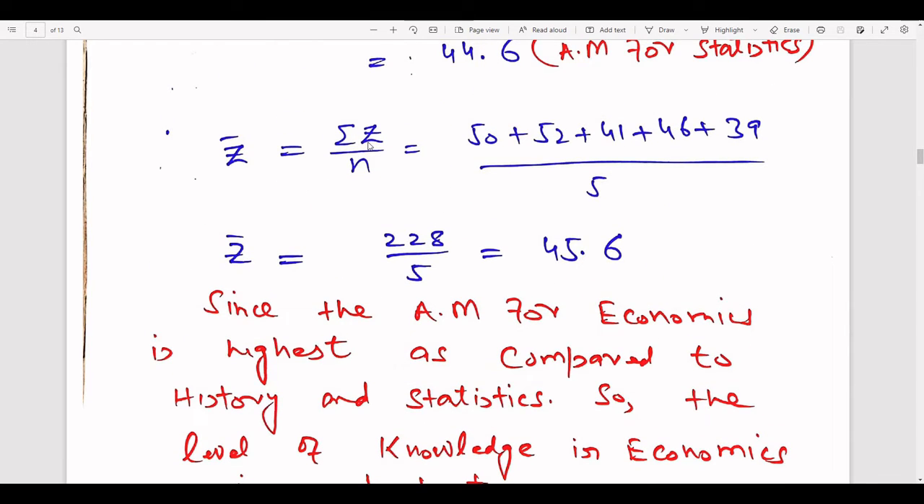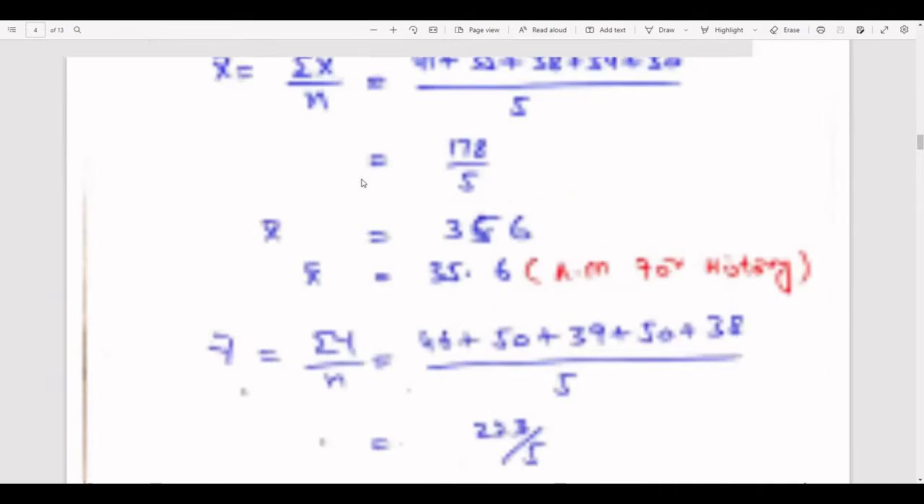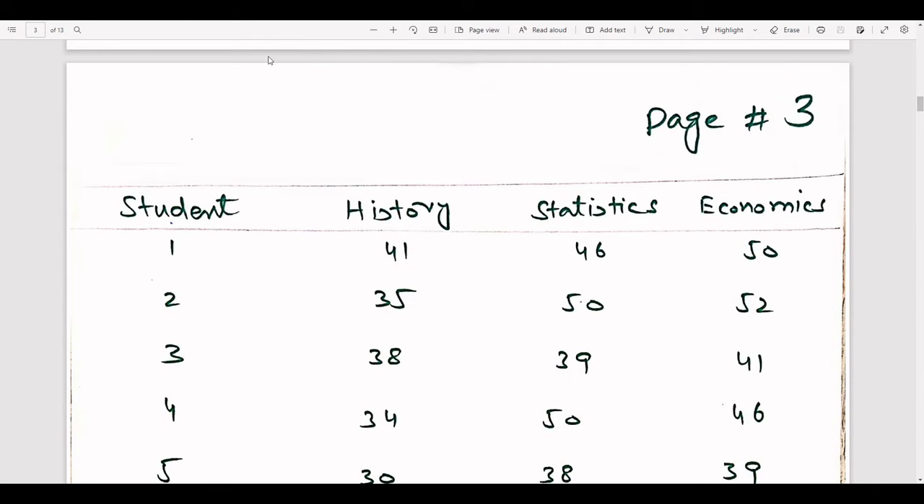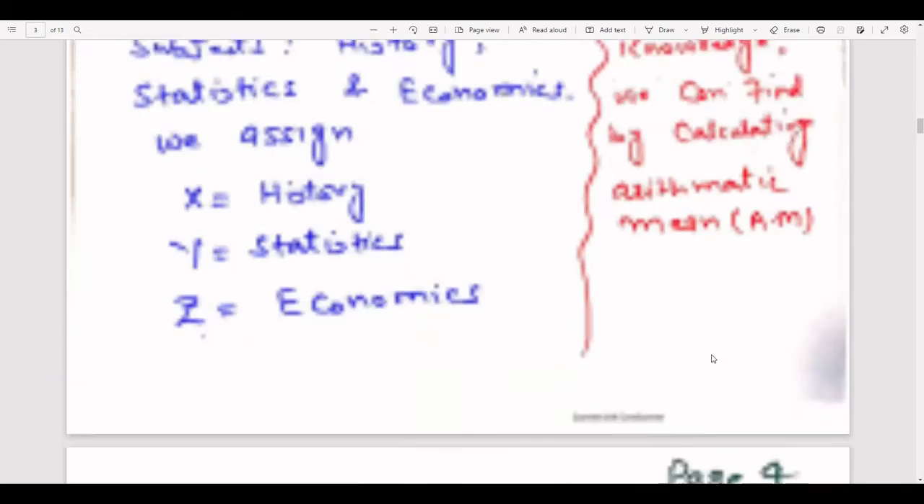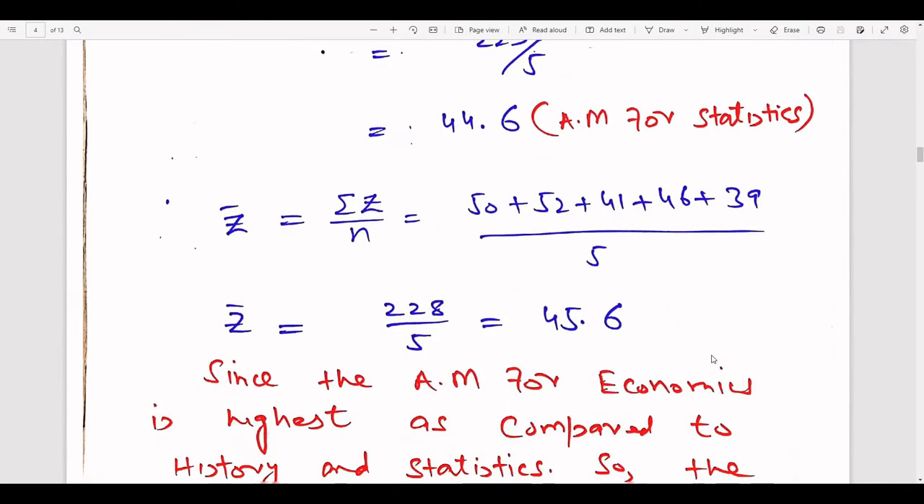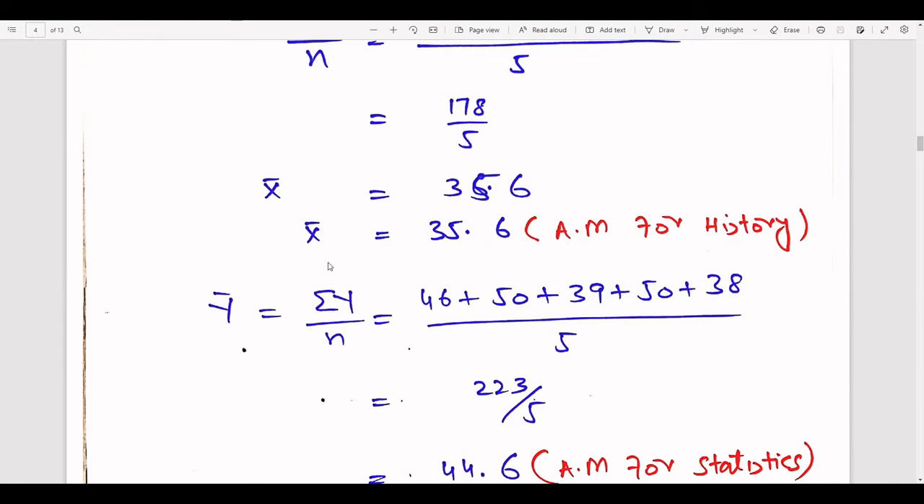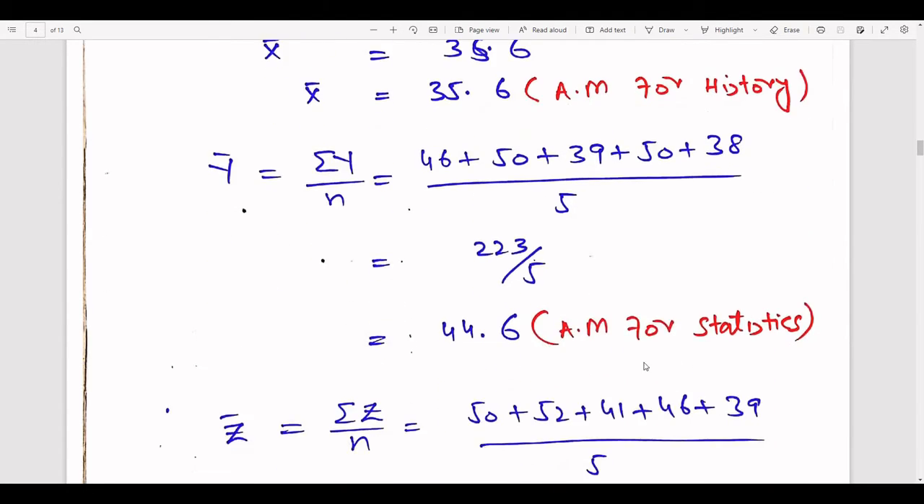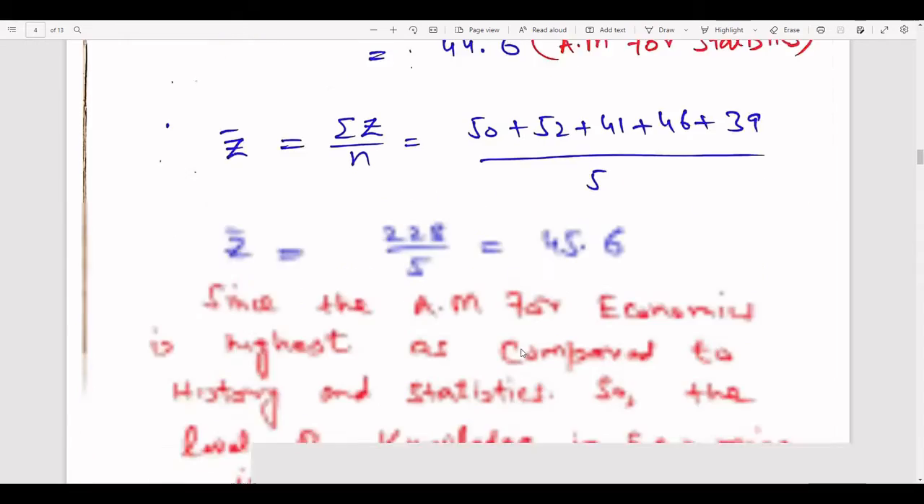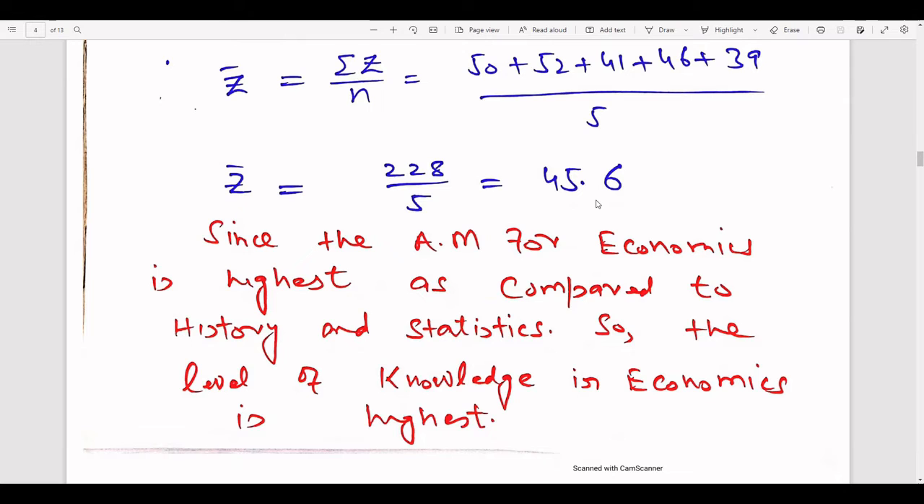Here is z bar. Z bar is equal to sum of z over n. Z represents economics. 50 plus 52 plus 41 plus 46 plus 39. N is the number of observations, because we have 5 students in all subjects: history, statistics and economics. So the sum of z is 228, divided by 5, 45.6. So as you see, the arithmetic mean for history is 35.6, for statistics is 44.6, and for economics is 45.6.